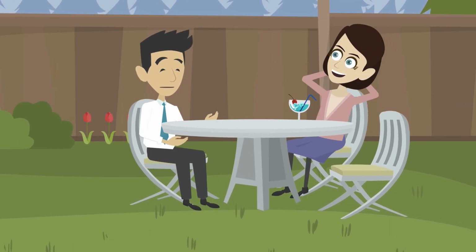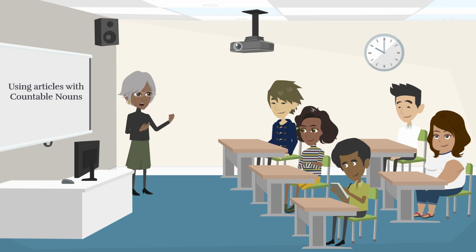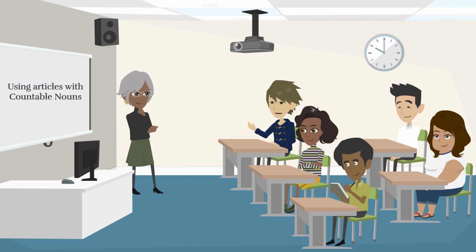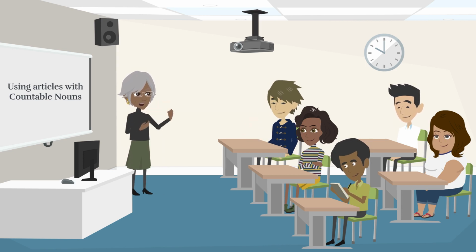It's amazing. What articles did Lily and Ben use when referring to the countable noun, book? They use the definite article the with the book. Well done. Lily and Ben used the definite article the with the countable noun, book. The definite article is used when referring to a specific countable noun.